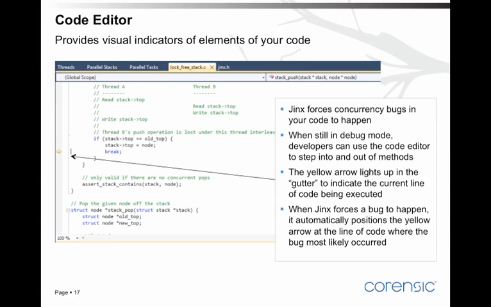After Jinx forces the bug to happen, it automatically positions the yellow arrow at the line of code where the bug most likely occurred. Again, Jinx works the way you do. You use the tools that you already know, you use the debuggers that you already know, whether you're using Linux or Windows or Eclipse. You use all the tools you already know, and Jinx automatically forces bugs to happen and positions all the threads and call stacks in the right place so that you can use your existing tools, your existing development processes and methodologies to find the bug, to fix the bug, and to verify that the fix actually worked.